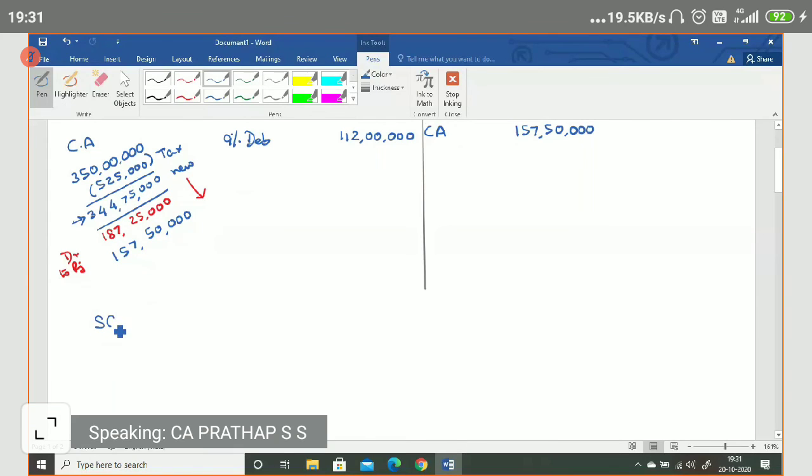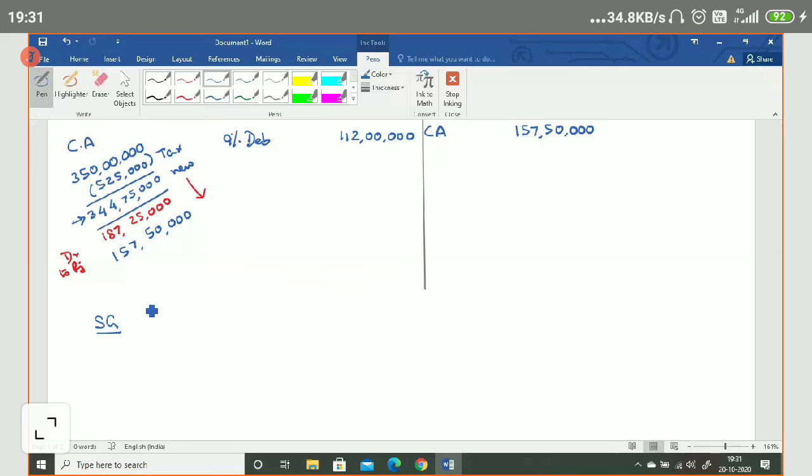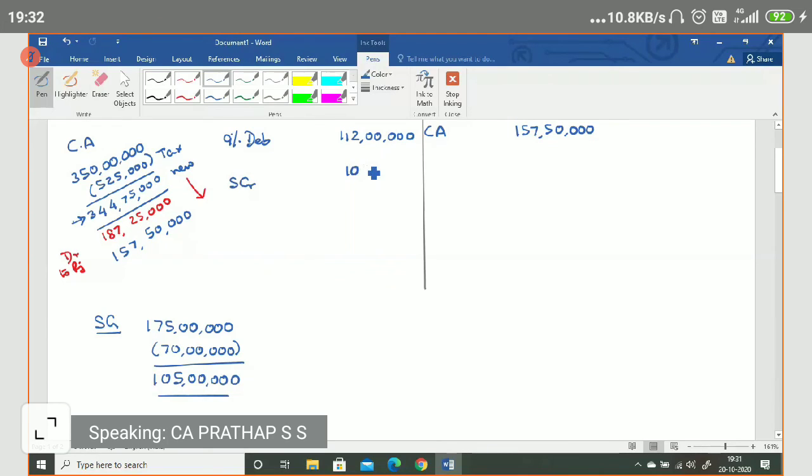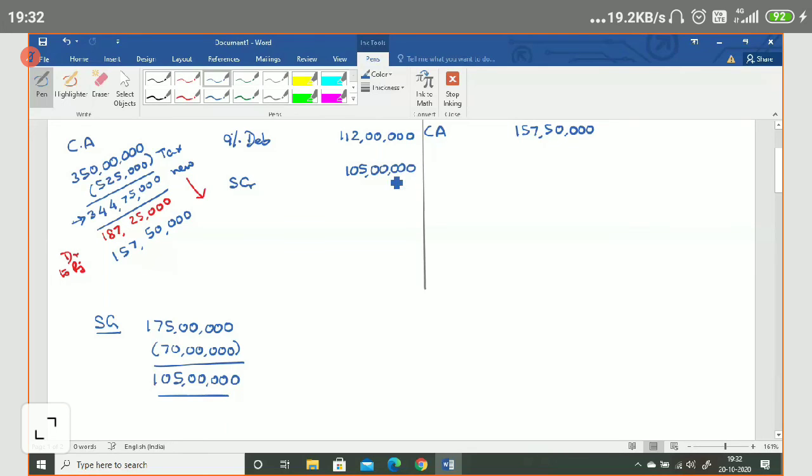So sundry creditors. First, what is the total sundry creditors? Oh, big amount. It's okay, 175 lakhs. Out of that, there was one creditor. So take him out, 70 lakhs. What is the remaining creditors? 105. So sundry creditor is now 105. Because one creditor sacrificed 50%. So 35 lakhs will go to reconstruction account and 35 lakhs we are giving him equity share capital.